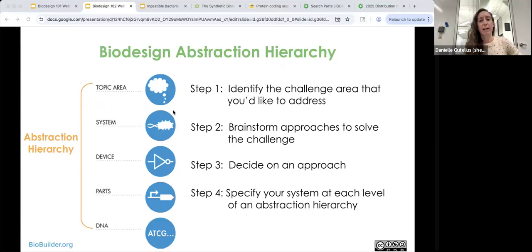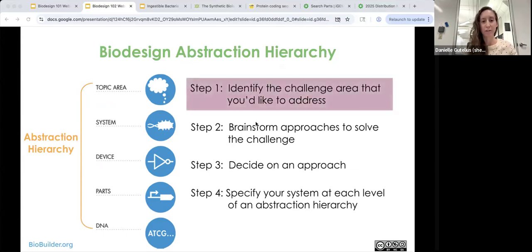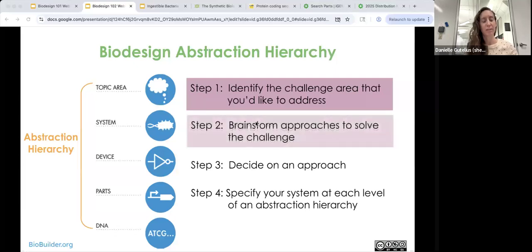Okay, so last webinar, we talked about the biodesign abstraction hierarchy, and your BioBuilder Club handbook walks you through the steps of this whole process and how to use it to design your project. So hopefully you have been using that resource because that is a fantastic resource for you. Last time we discussed different ways to zero in on your topic area. We talked about identifying a challenge area that you'd like to address. We talked about brainstorming different approaches to solving that challenge and how there is no one solution to every problem. So keep that list going of all of your different ideas. Then we talked about how to decide on an approach.